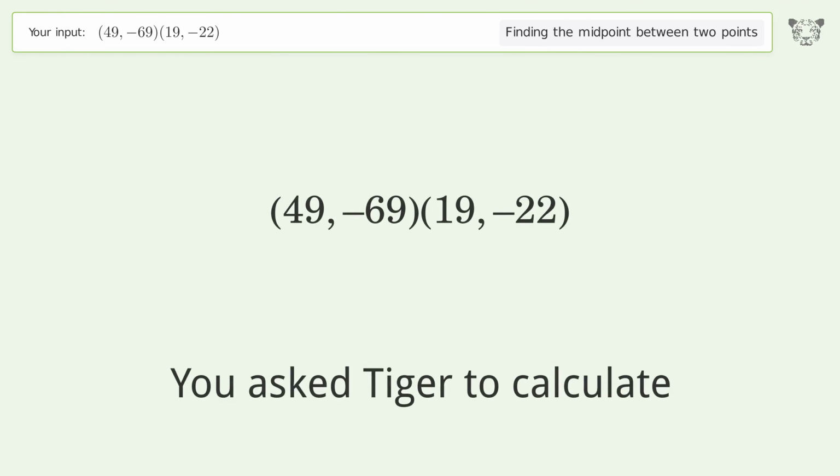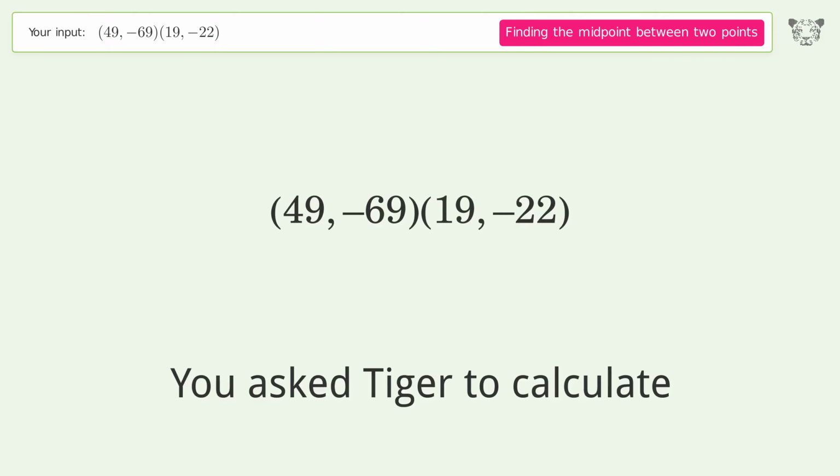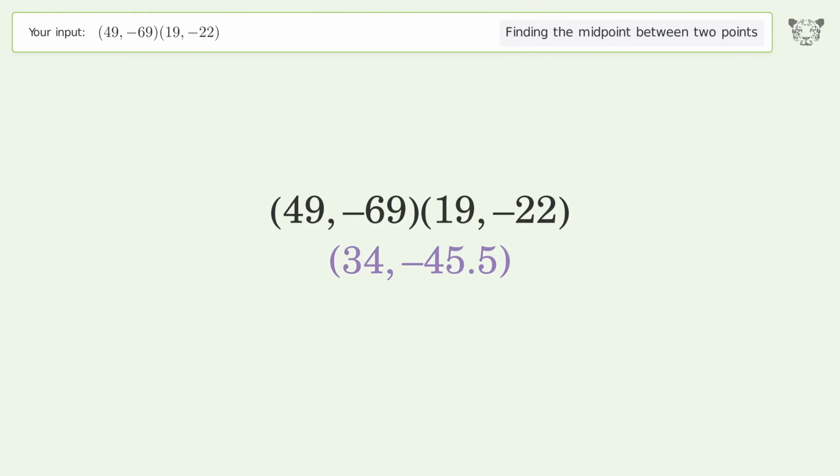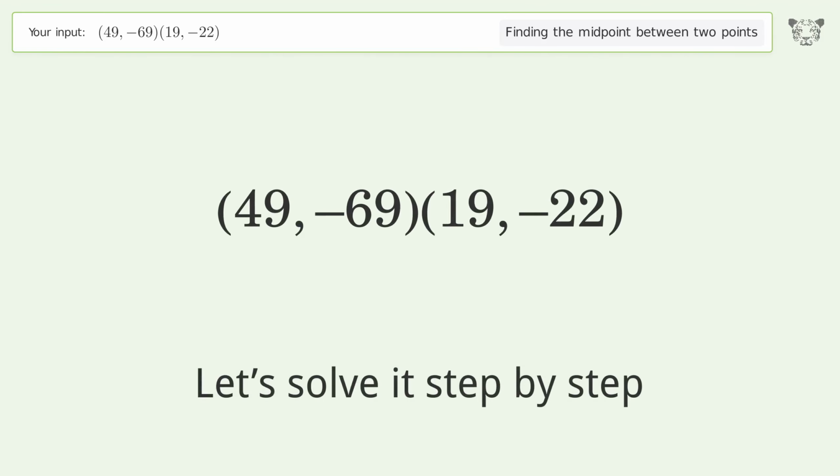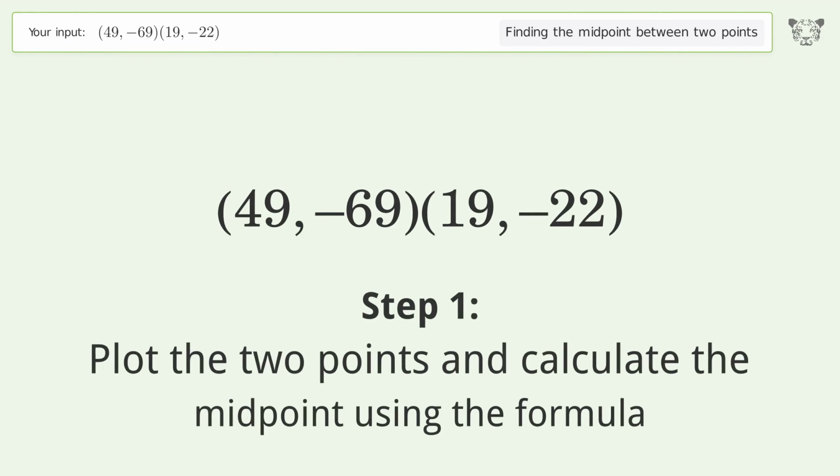You ask Tiger to calculate. This deals with finding the midpoint between 2 points. The midpoint between the 2 points is 34, negative 45.5. Let's solve it step by step. Plot the 2 points and calculate the midpoint using the formula.